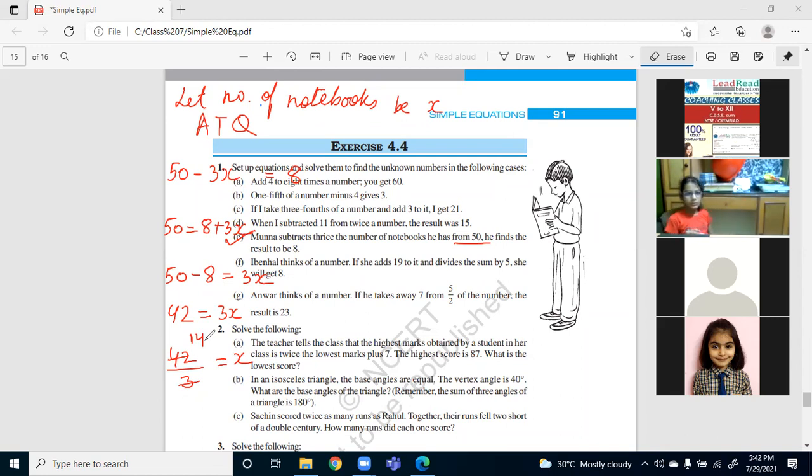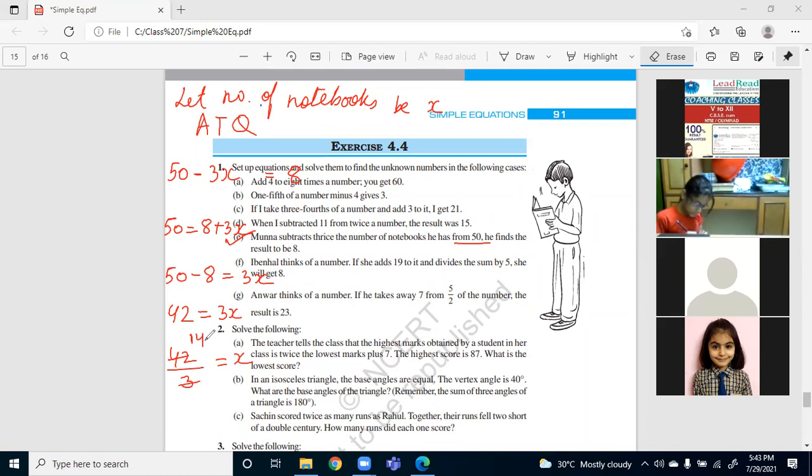Ma'am, I have done in another way. Speak again, Garima. Ma'am, I have done this question in another way. Okay, do tell me how you have done. Ma'am, first I have written 3x minus 50 is equal to 8. That is wrong. You should not write 3x minus 50. It is 50 minus 3x. Okay, ma'am. Then the second one is 3x is equal to 8 minus 50. Then 3x is equal to 42. Then x is equal to 43 upon 3.